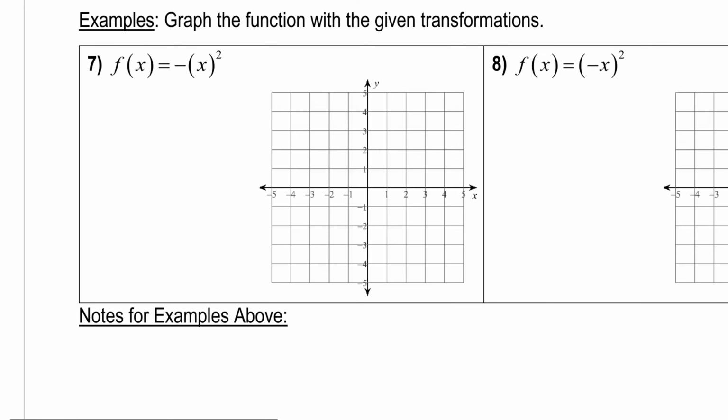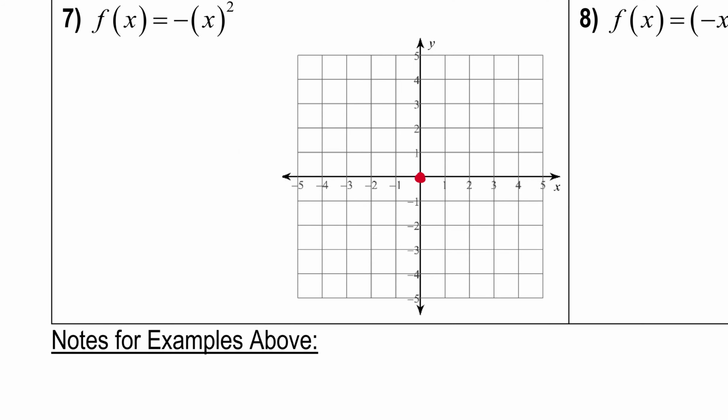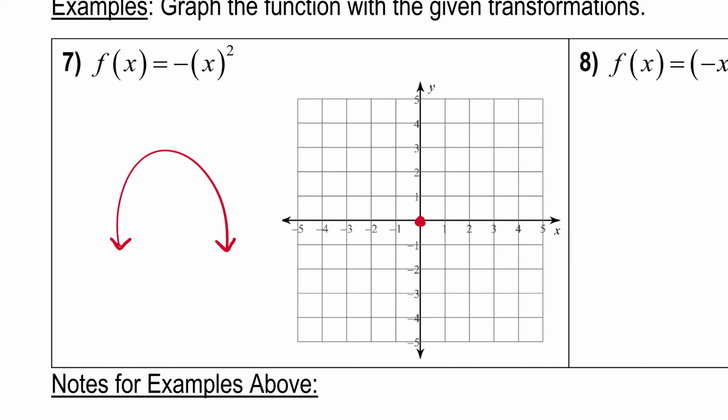So I'm going to do these on a graph, and because I'm only doing reflection, I have no translation left, right, up, down. So my vertex or my starting point is always going to be in the center if I don't have any other numbers. And because I'm doing negative on the outside, that means my U is going to look like this, upside down U, because that's reflecting over x.